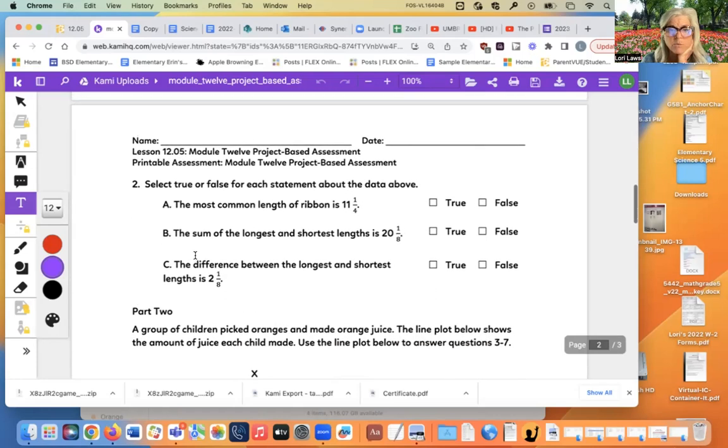I'm going to go on to the second one. It said both of these are for the first set of data. Select true or false for each statement about the data above. The most common length of ribbon is 11 1/4.